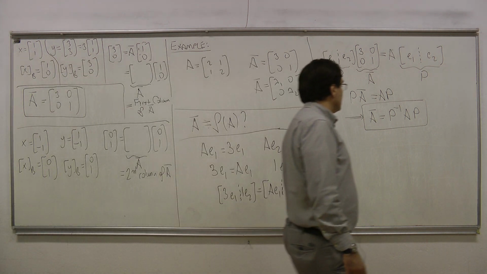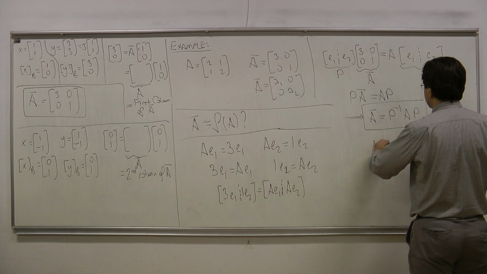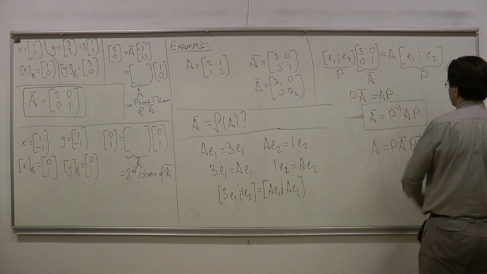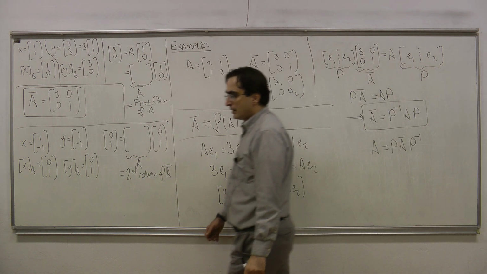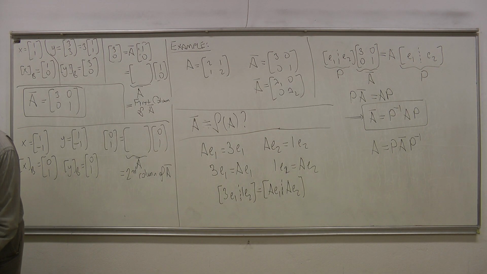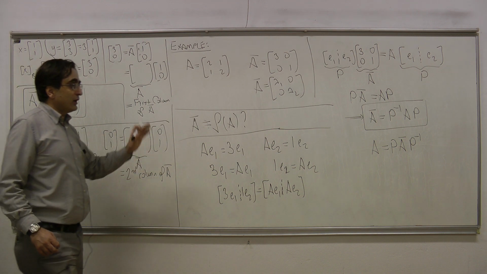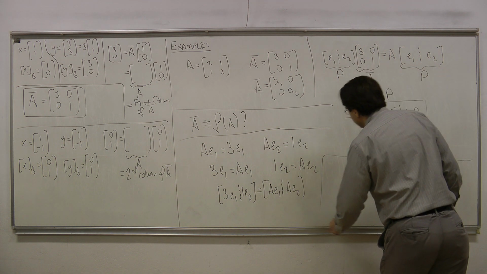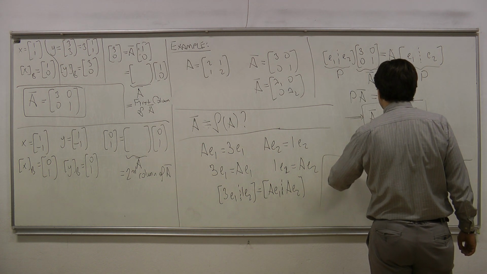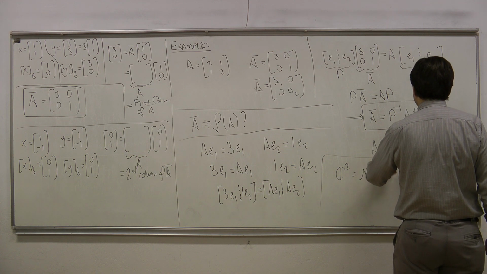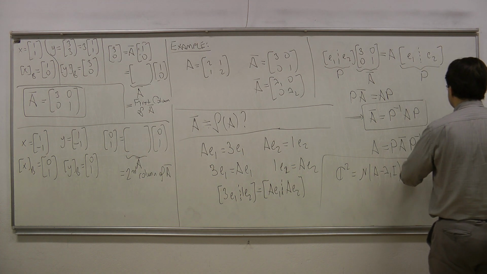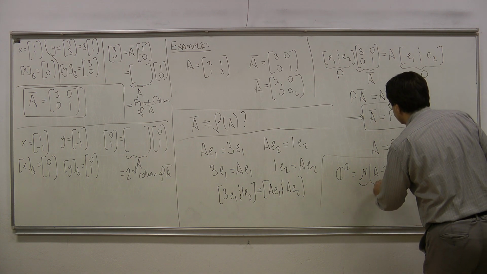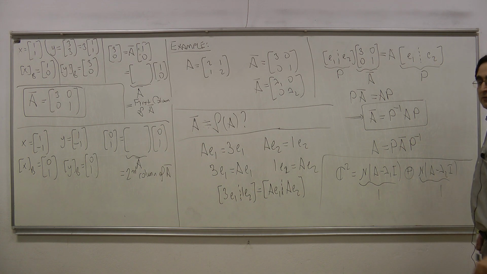Okay? So now using this equation I can write what A is. A is P times A bar times P inverse. Okay? So now here is what we are going to do. We are going to try to generalize this idea a little bit. In this example, we had C2 equals the null space of A minus lambda 1 identity plus the null space of A minus lambda 2 identity, and the dimensions of these invariant spaces were both 1.